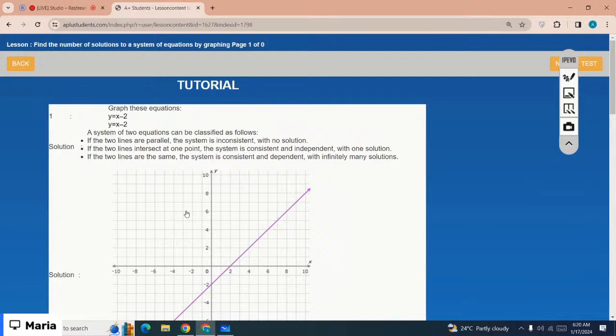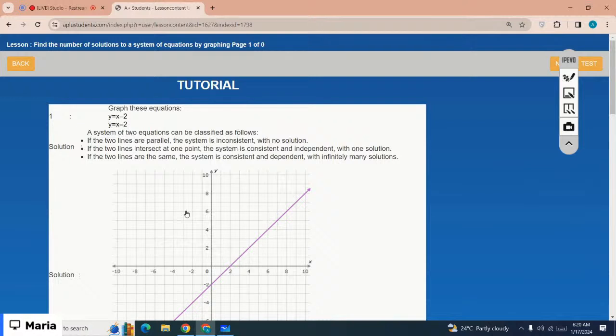A system of two equations can be classified as follows. If the two lines are parallel, the system is inconsistent with no solution, right? If two lines intersect at one point, the system is consistent and independent, right? And you have only one solution because they are intersecting at only one point. If two lines are the same, the system is consistent and dependent with infinitely many solutions. Got it?